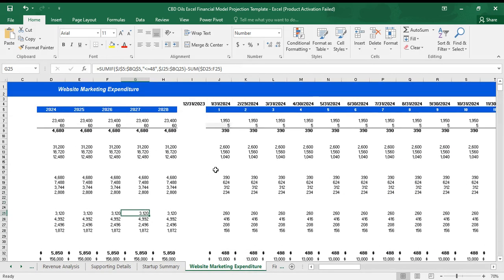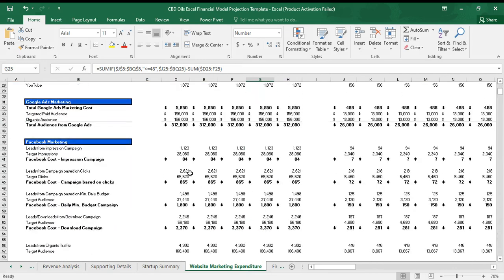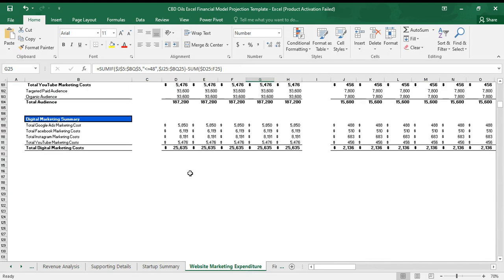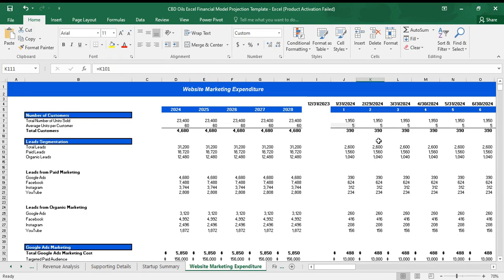Next is the website marketing sheet. Here we have calculated the marketing expenditure, regional marketing expenditure for this business, both annually and monthly.